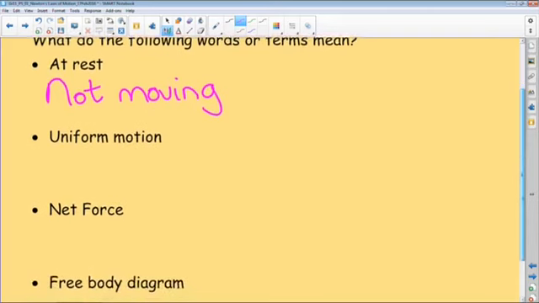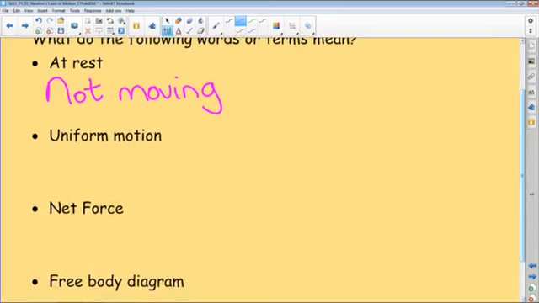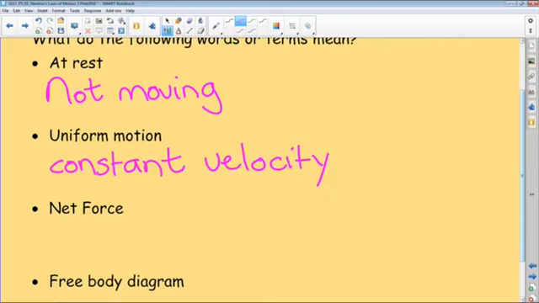When people look at uniform, they think, oh, it's the thing that we wear to school. Same idea, uniform means the same. And when we talk about uniform motion, what we actually mean is constant velocity. So uniform motion means that the object is moving the same way all the time, and it is not speeding up. So uniform motion is going to be constant velocity.